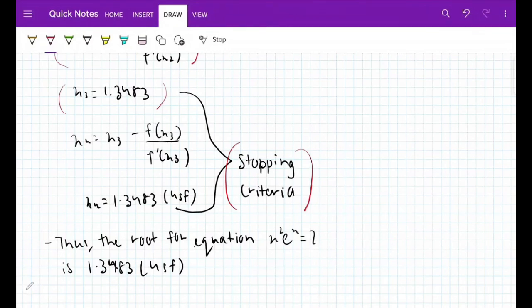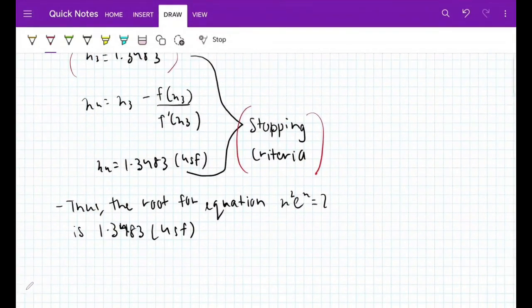So once we've got this, we just make the conclusion, which is the root of the equation x power of 2 and e power of x equals 7 is 1.3483. And as we know, they have asked for 4 significant figures, we just give our answer in 4 significant figures like this. So guys, I hope you understand how we get this. So that's how we are supposed to solve questions based on the Newton-Raphson method.